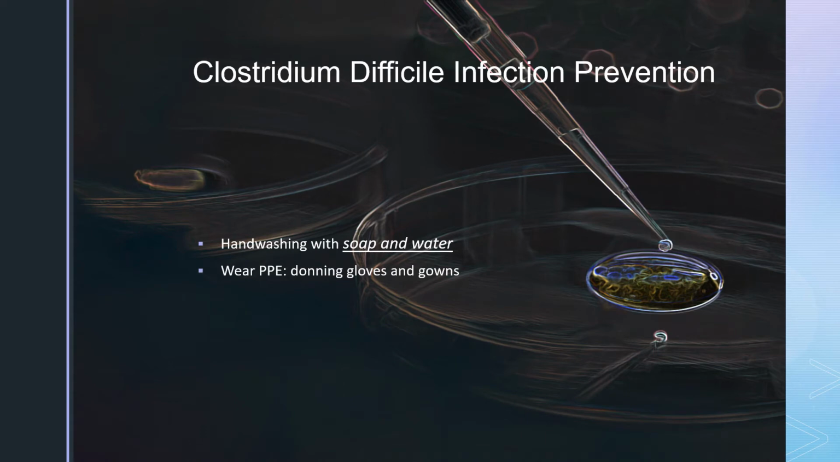To prevent C. diff, healthcare providers simply have to wash their hands with soap and water in between each patient, regardless if they have C. diff or not, but especially if there is a known exposure to C. diff. Soap and water is the only way to prevent the spread. And also wearing PPE such as a gown and gloves, and washing your hands before and after putting on gloves.